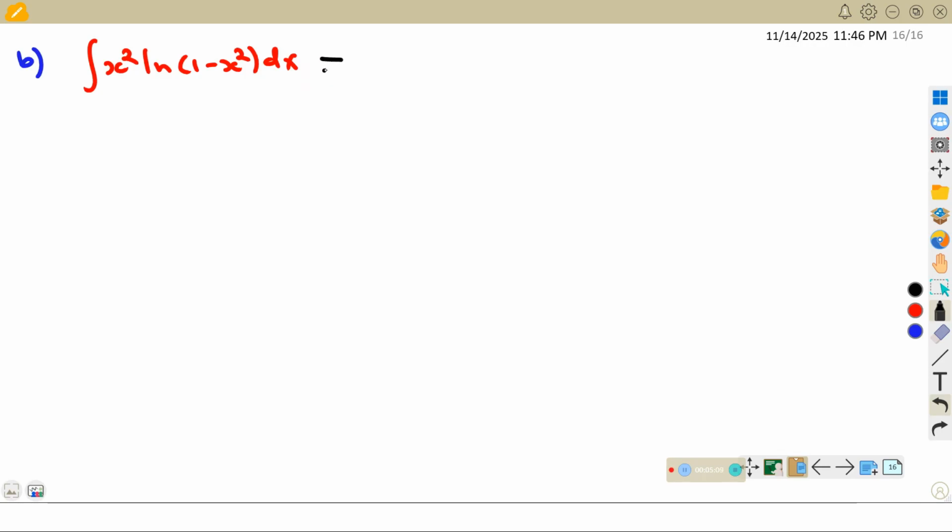And for that case, it means this is same as having uv minus the integral of v du dx times dx. Now, which means that we need to get our u and to get our v. Since we are having a polynomial with a natural logarithm, then the natural logarithm will be the function u, because this can be easily differentiated, but you cannot easily integrate it.